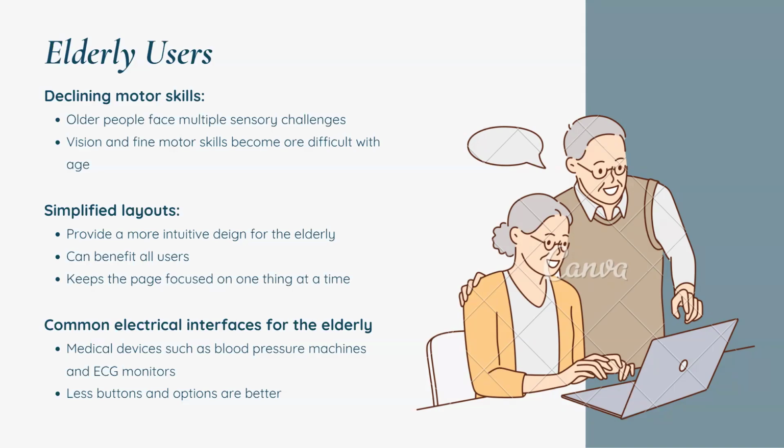A great example is a digital blood pressure monitor. It typically has just 3 buttons and a simple input-output, making it easy to use. When interfaces are designed with older users in mind, it improves their independence and willingness to engage with technology.